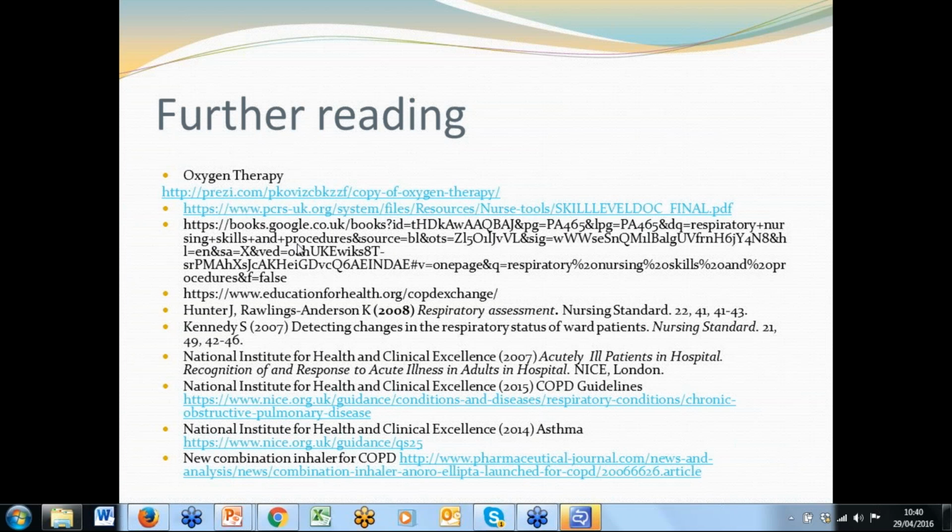This is respiratory skills for nurses, again. But two things here. Want to know anything about COPD? Go to COPD Exchange. All sorts of little mini courses, teaching aids, etc. Really good. Some of these other things are of use. These are NICE guidelines for COPD, and again NICE guidelines for asthma. There's some new stuff around combination inhalers for COPD.